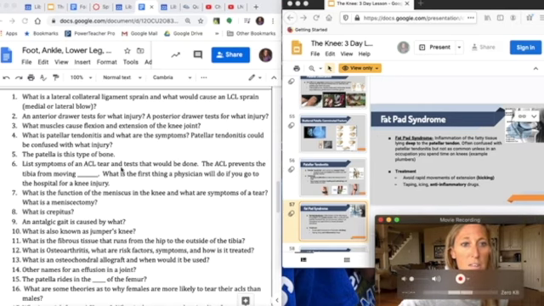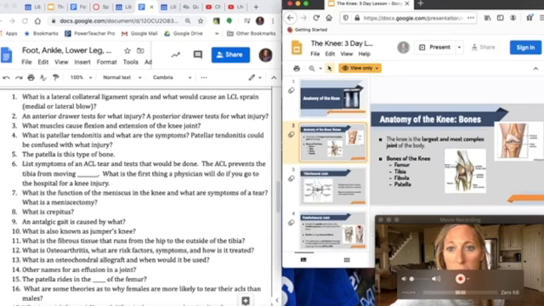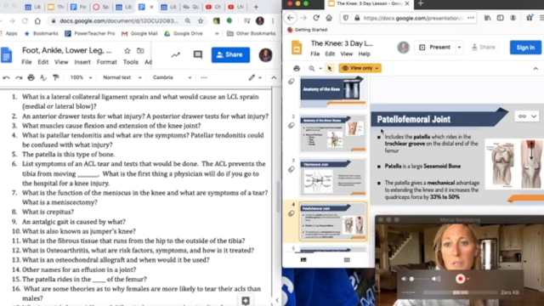Next question, number 5. The patella is this type of bone. So here we actually have the patella. And it's talking about comminuted fractures. But what the patella is, is a sesamoid bone. There it is. Patella is a large sesamoid bone. You can find that on slide number 4.